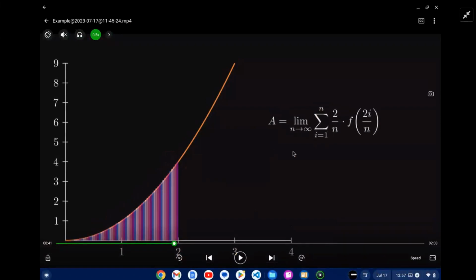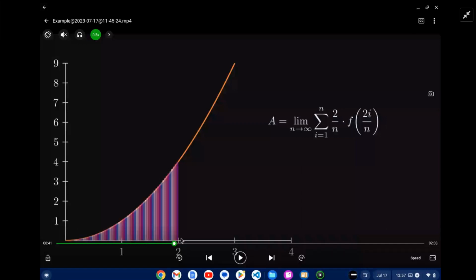So the area is equal to the limit as n approaches infinity of this sum. The sum is the area of each rectangle. All right, so this first piece, 2 over n, is the width of each rectangle. The 2 is the interval length, right? The interval length is 2. We divide by how many rectangles to get each width.